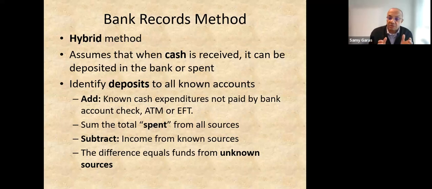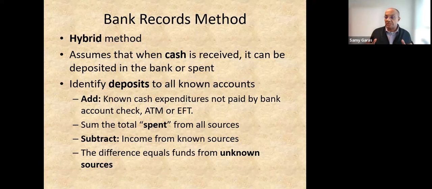In the bank record here, I don't make any calculation as I did in the net worth method, but I take the bank statement of the potential criminal. And it's a hybrid method. Why we call it hybrid? Because we use all the deposits and withdrawal from the bank statement and the cash, from where the cash is coming, which comes in addition to the bank statement.